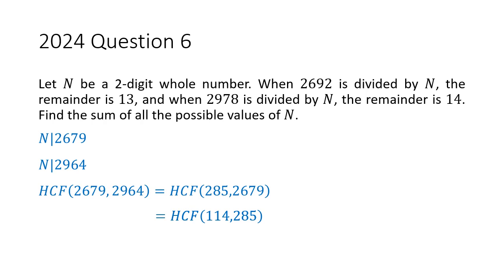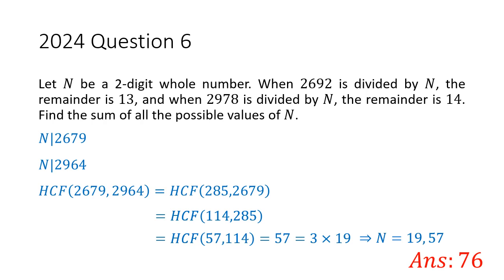We repeat that again. So now we want the highest common factor of 114 and the remainder when 285 is divided by 114, which is 57. And here you can see that 114 is double 57. Therefore, the highest common factor is 57, which is 3 times 19. So n can either be 57 or it could also be 19. It cannot be anything smaller because the remainder is already 14. Therefore, we can just sum up these two values of n to get the final answer of 76.